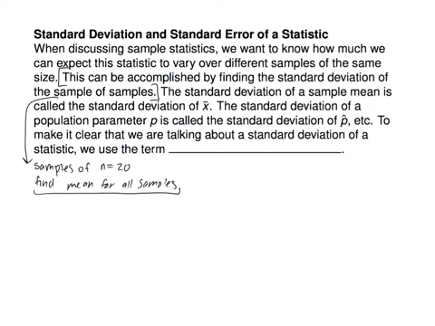So the standard deviation of a sample mean is called the standard deviation of x bar. The standard deviation of the sample proportion is the standard deviation of p hat. Okay, and sometimes, to make it clear we're talking about a standard deviation of a statistic, we use the term standard error.